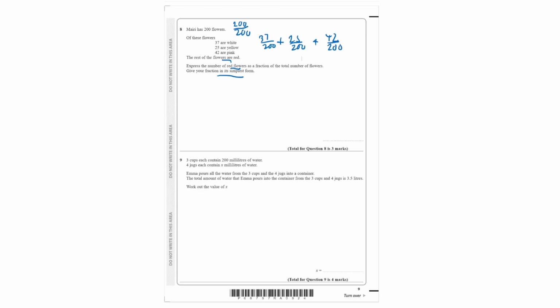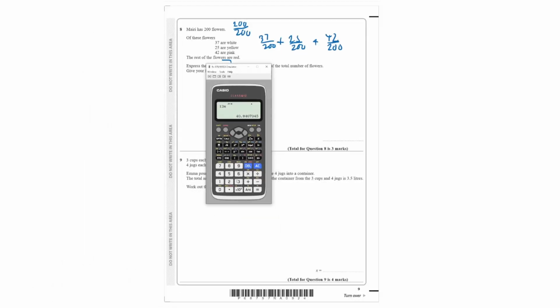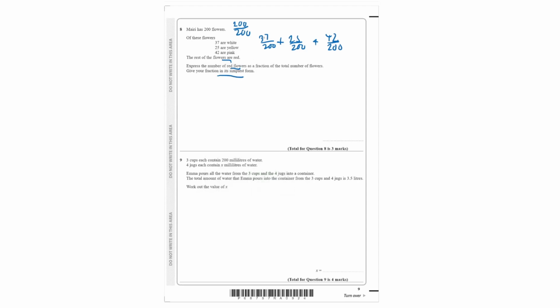And we can use our calculator here. We have 37 over 200, so that's 37 plus 25 plus 42. They have the same denominator. We have 104 over 200. And now we can subtract this from the full value. So we have 200 minus 104 over 200.